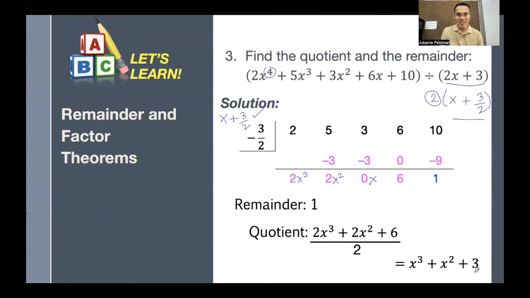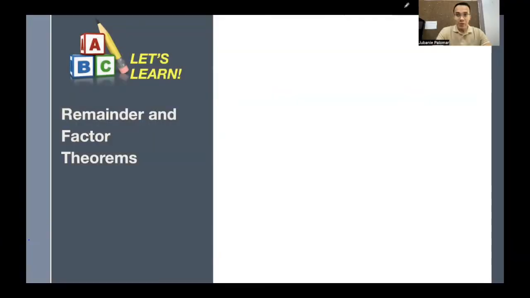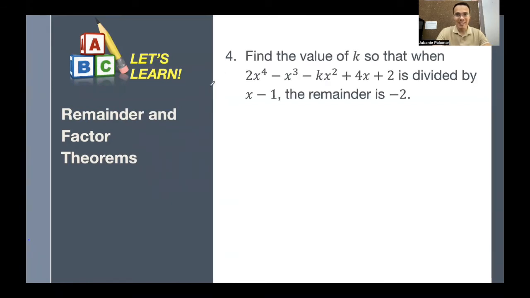All right? So you only add this step to your solution if the coefficient of the x in the divisor is not 1. All right, let's now proceed to the second example. This is example number 4 in the slide.